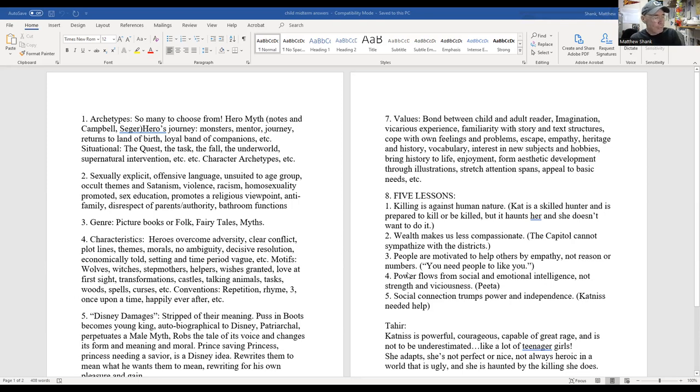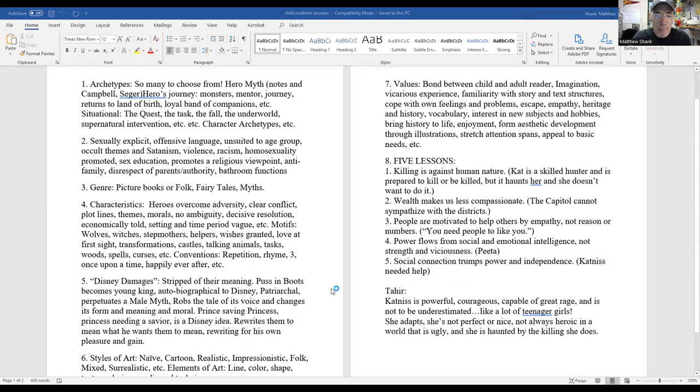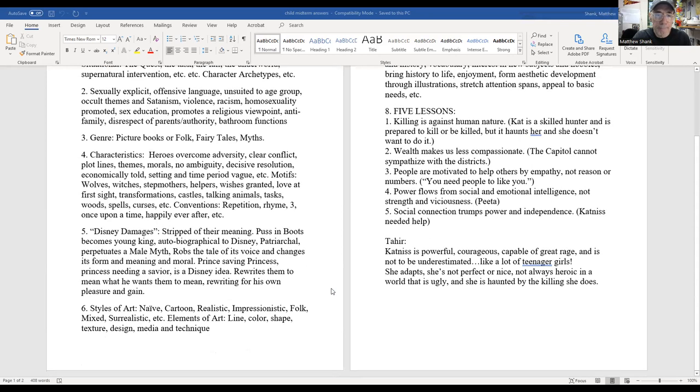There were a couple of articles dealing with what Disney does to fairy tales. The article, Disney Damages Fairy Tales in Historical Folklore, I ask, how are three ways Disney does this, according to Jones and Zipes? Those were the people who were quoted in those articles. And here were the main points they made. The stories are stripped of their meaning. For example, Puss in Boots becomes a young king, so they're changed.